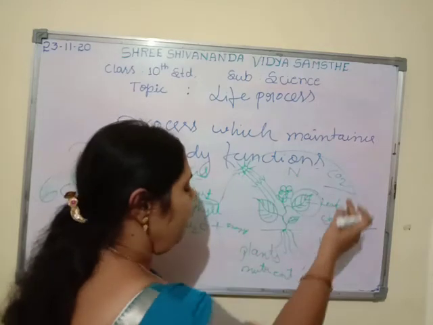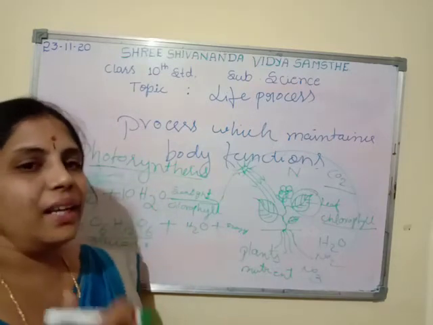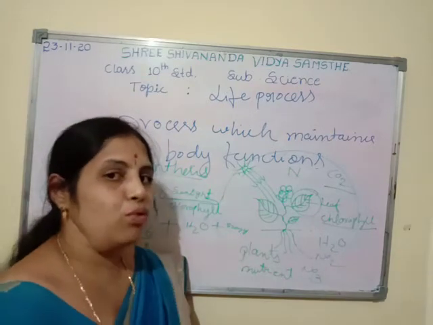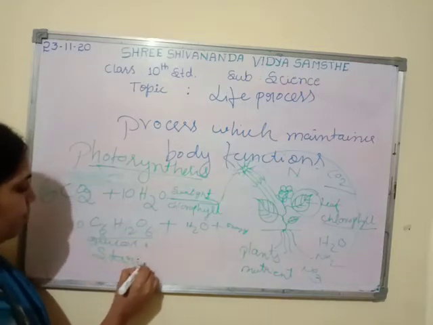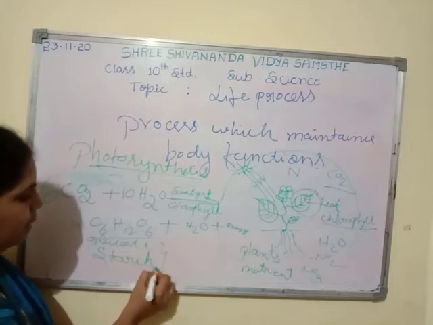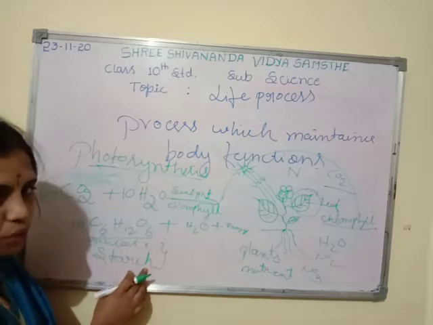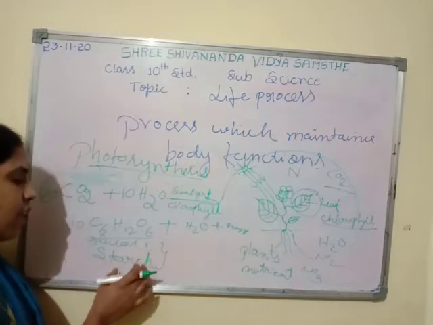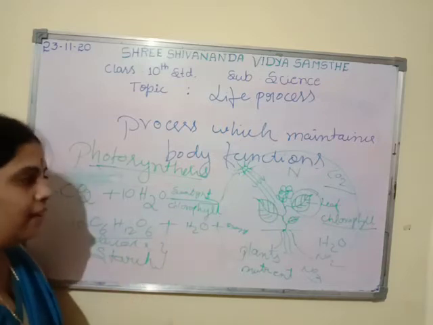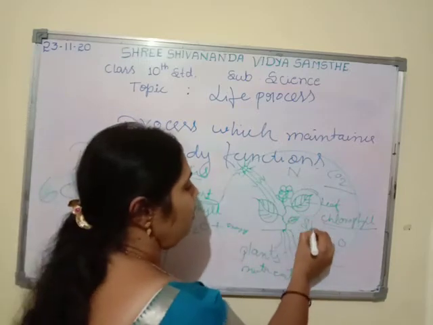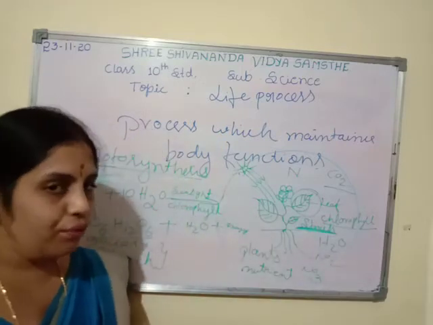So nitrogen, carbon dioxide, nutrients, nitrates, nitrites are all taken in, and they can prepare their own food in the form of what? Glucose, and that becomes starch. There is a big difference: glucose is a single unit, while starch is many units of glucose. So plants prepare their own food in the form of starch. Starch is the main stored food.